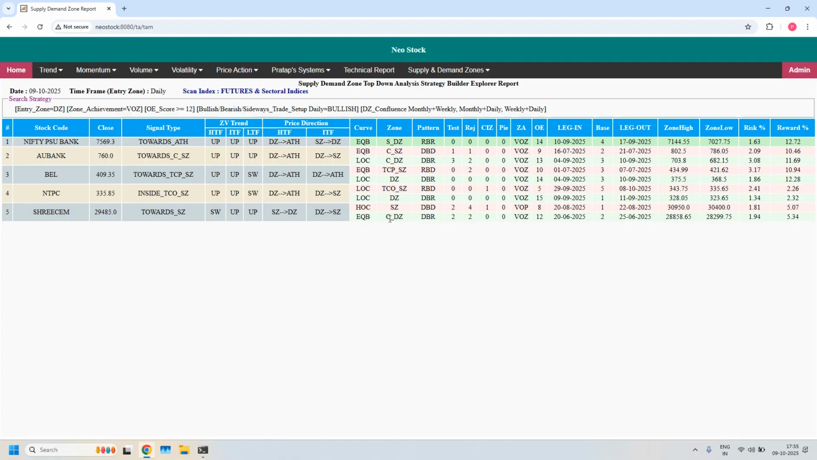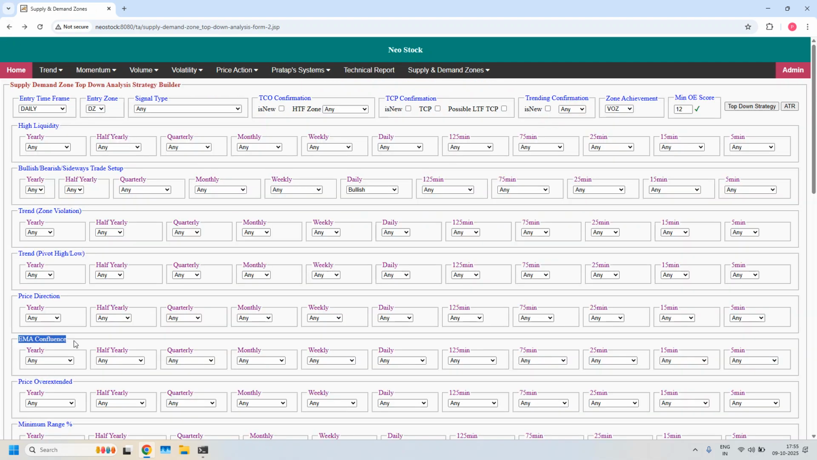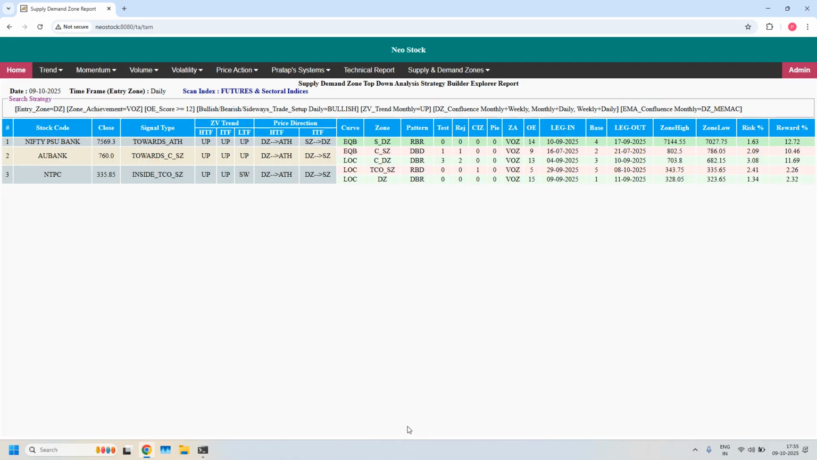In all the 5 stocks, daily and weekly and monthly demand zones are overlapped with each other, except the 5th one. Remaining are having uptrend, first 4. Let's further filter based on monthly demand zone having monthly EMA confluence, and trend on the monthly should not be sideways. It should be uptrend because it is bullish trade setup. So 3 stocks are filtered.